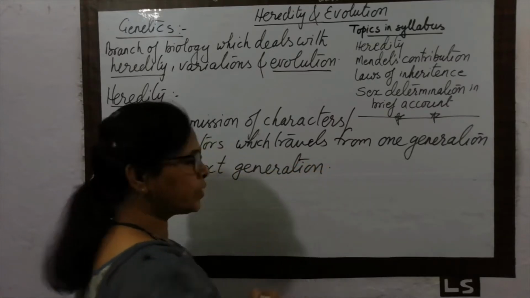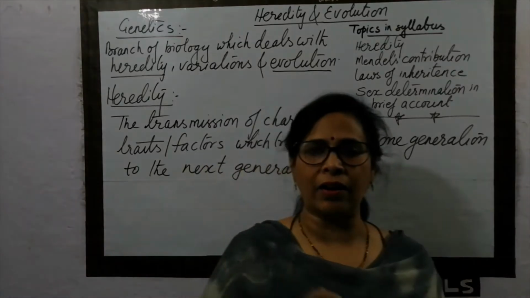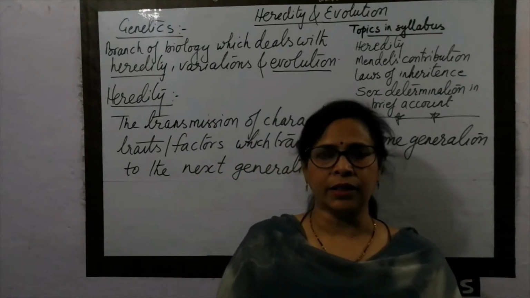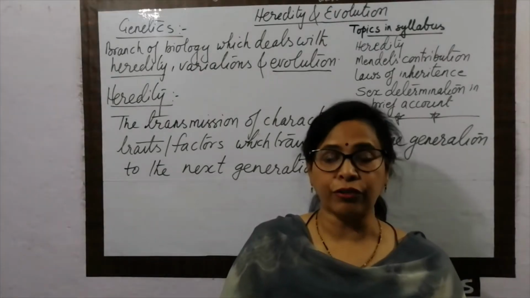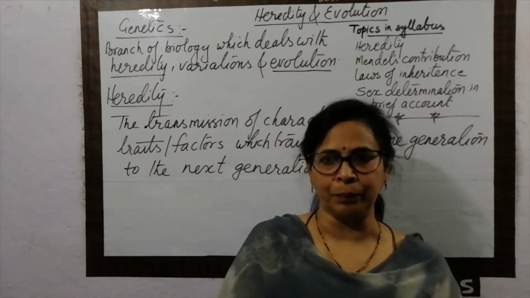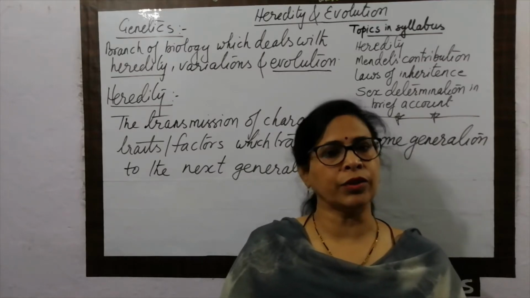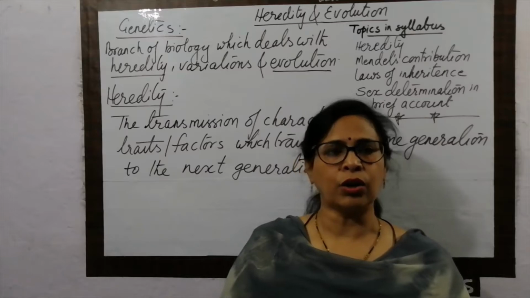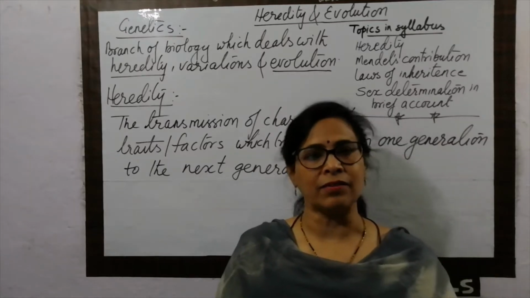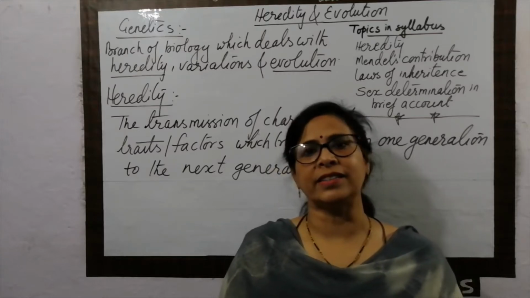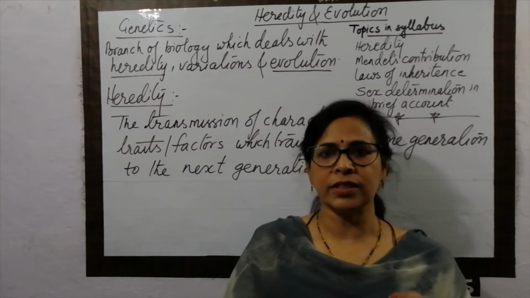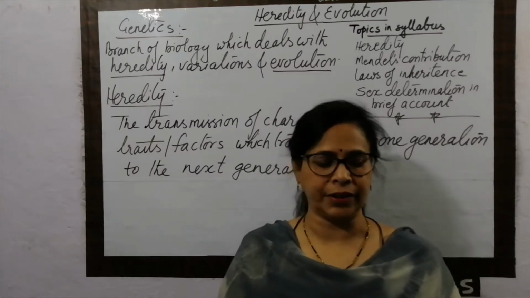Consider yourself, all the characters that you have: your hair texture, your hair color, your height, your skin color, your way of walking, talking, lots of things that resemble your family or your cousins or your parents or your siblings. But this matching is there because the characters travel from one generation to the next generation, and this phenomenon is called heredity. This is a simple definition for heredity.